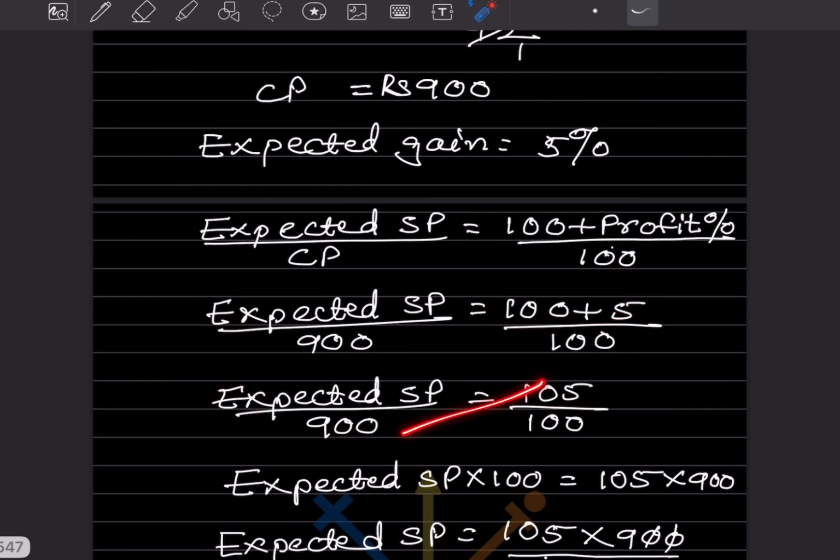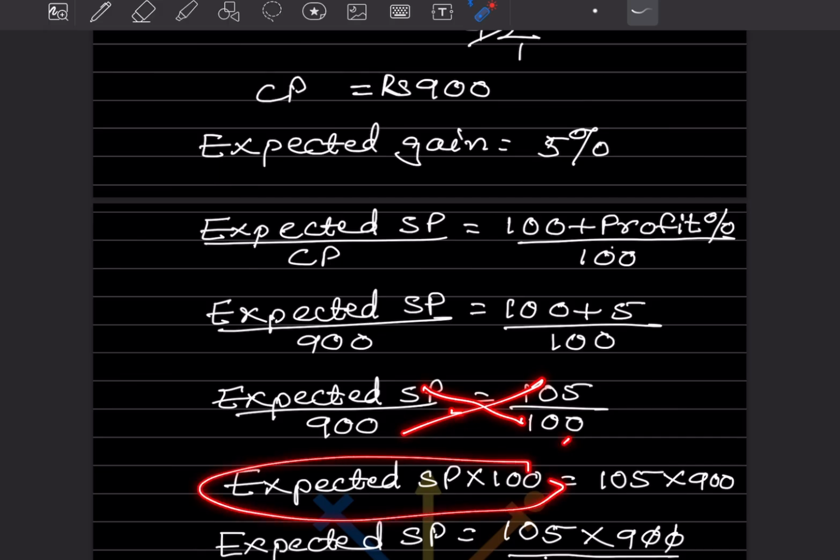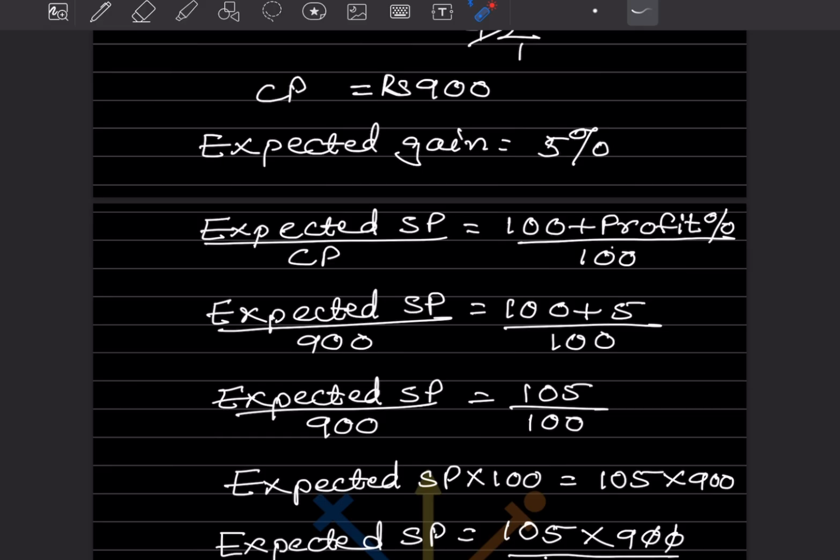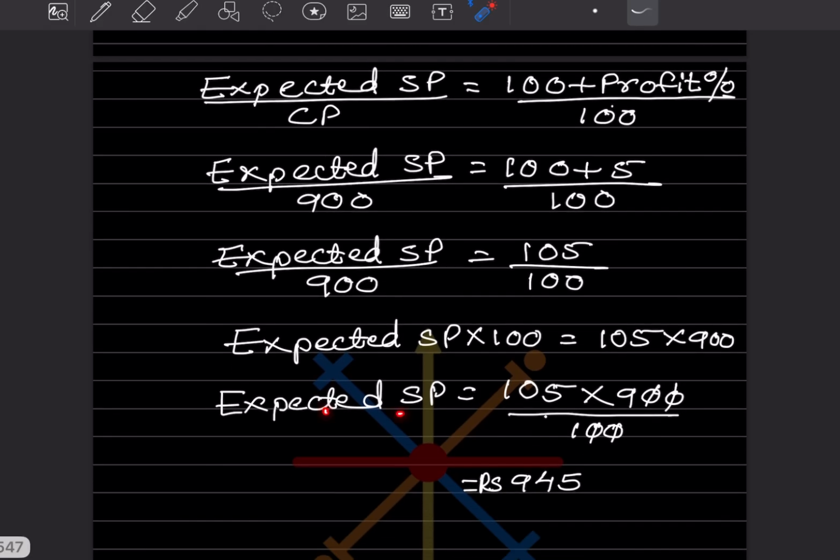So now again here we are going to cross multiply. Expected selling price into 100 will be 900 into 105, or both ways we can also write this one at the start. So the expected selling price will be the same divided by this 100. So this will be 945.